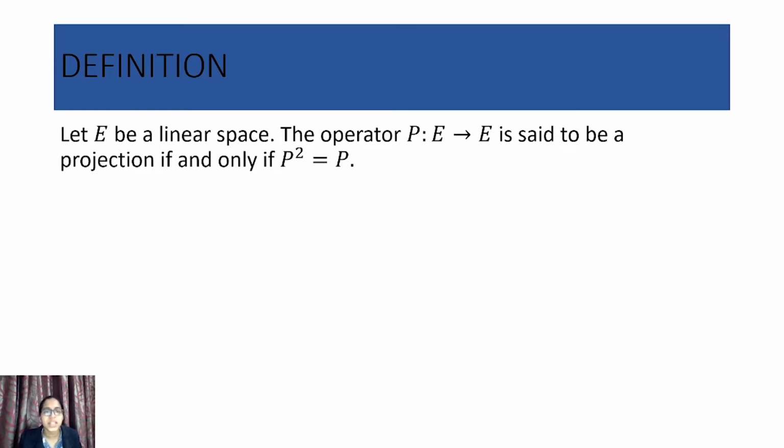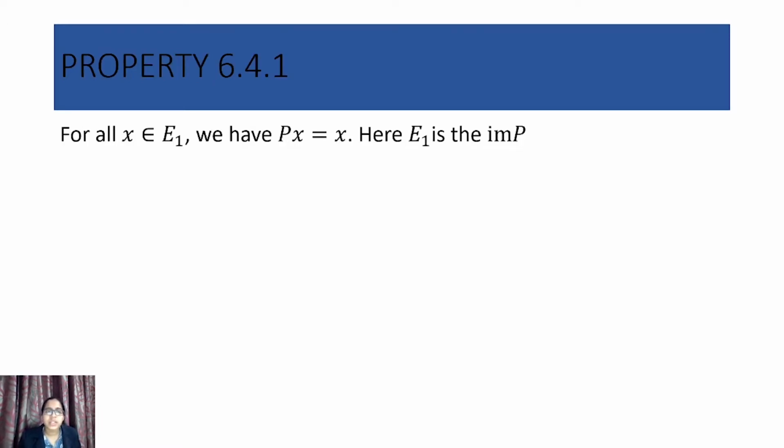Let E be a linear space. The operator P from E to E is said to be a projection if and only if P square is equal to P. So it is a property of a linear operator. That operator is said to be a projection if P square is equal to P. Now in this lecture we shall be discussing a few properties of this projection. We shall see them one by one.